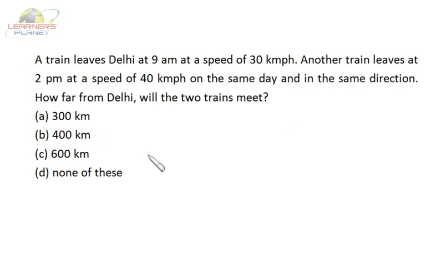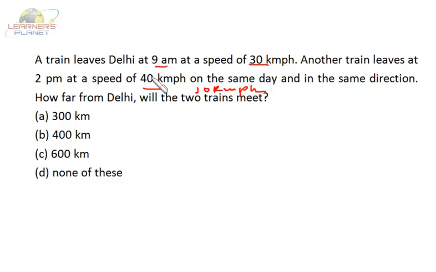Now friends, once again a similar question on relative speed when two bodies are moving in the same direction. I'm sure from the previous questions you have understood the logic of relative speed. In this particular question we are not going to do any sort of paperwork. A train leaves Delhi at 9 a.m. at the speed of 30 km per hour, and another train leaves at 2 p.m. at the speed of 40 km per hour. The relative speed, or gaining speed, of this train is 10 km per hour.